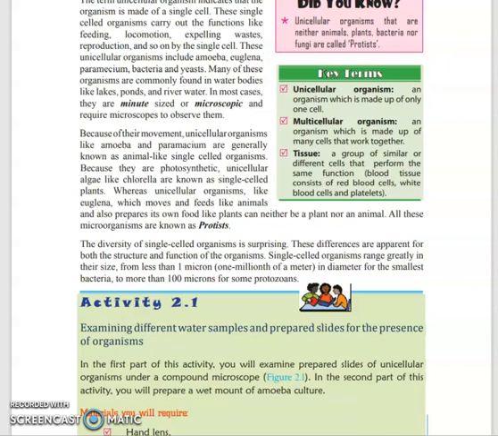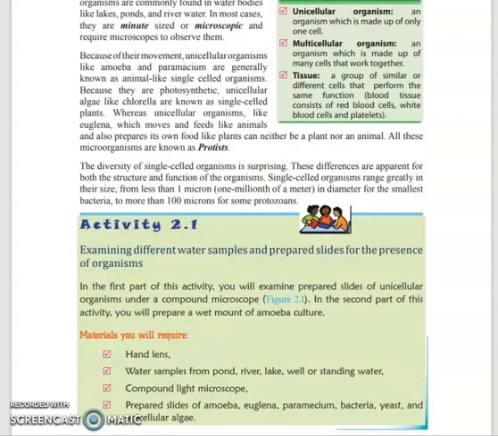The diversity of single-celled organisms is surprising. These differences are apparent in both the structure and function of organisms. Single-celled organisms range greatly in size, from 1 micron to 100 microns. 1 micron is bacteria, and 100 microns is a protozoan, and 1 micron is a millionth of a meter.